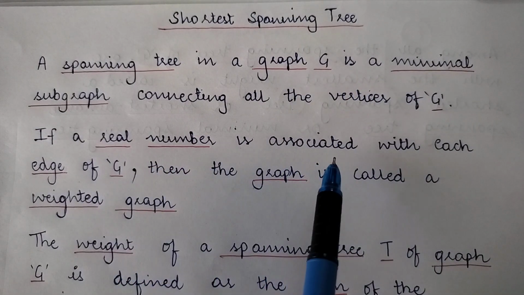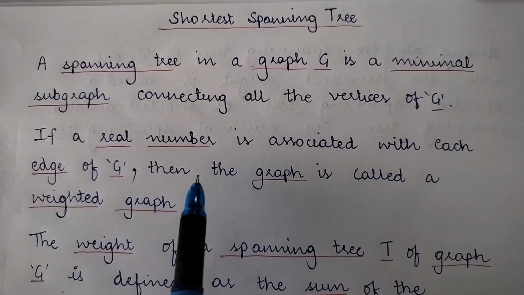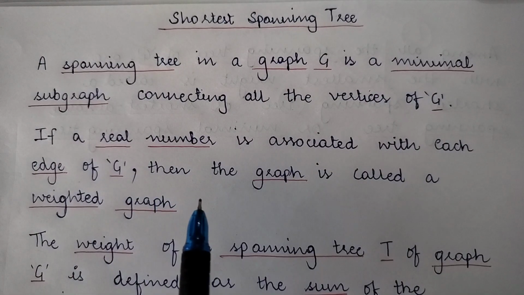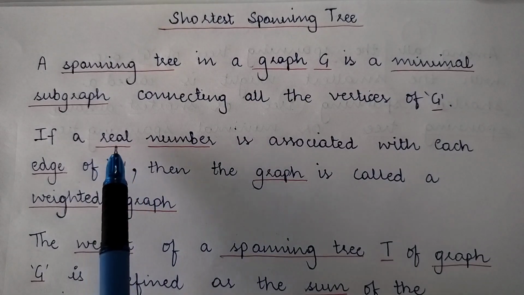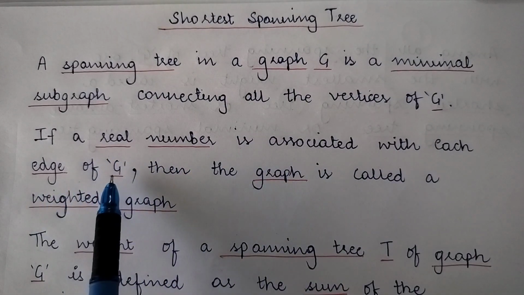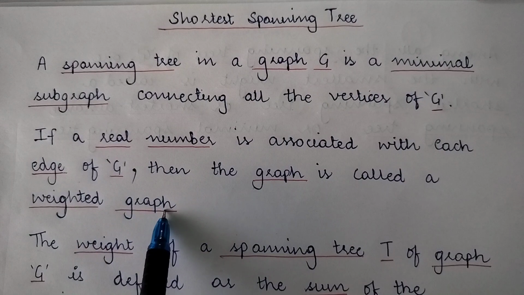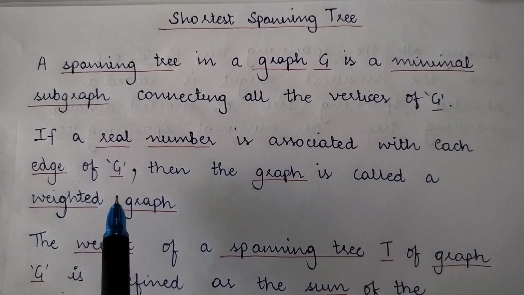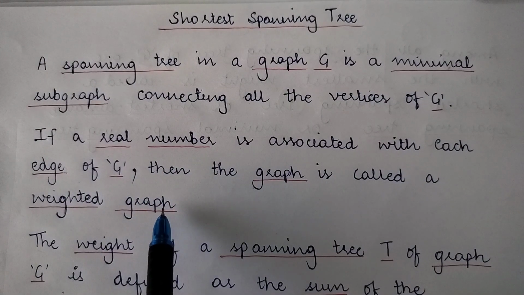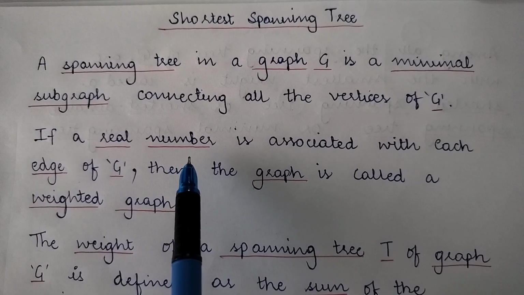If a real number is associated with each edge of the graph, now we have seen graphs which do not have any numbers associated with the edges. But if a number is associated with every edge of the graph, that is, a real number is associated with every edge of the graph G, then such kind of a graph is called a weighted graph. That real number is also called the weight of the edges. For that reason, we call it a weighted graph. So what is a weighted graph? Any such graph which has a real number associated with all of its edges.